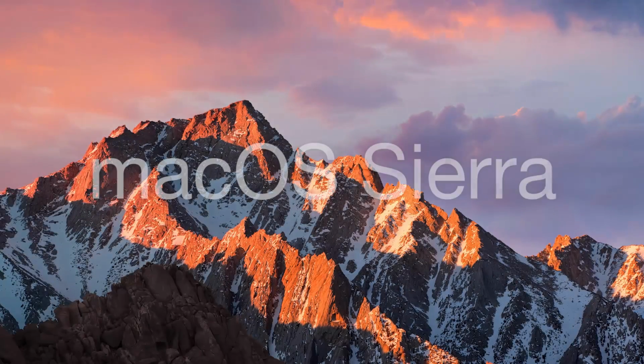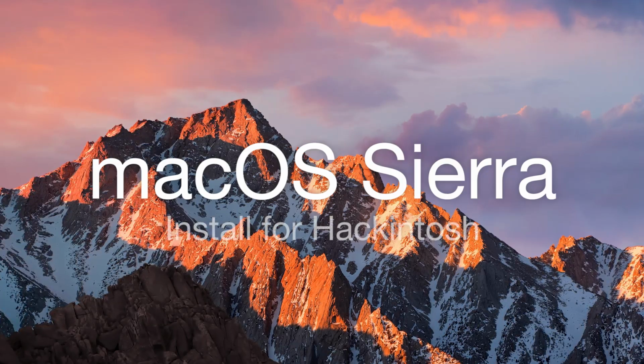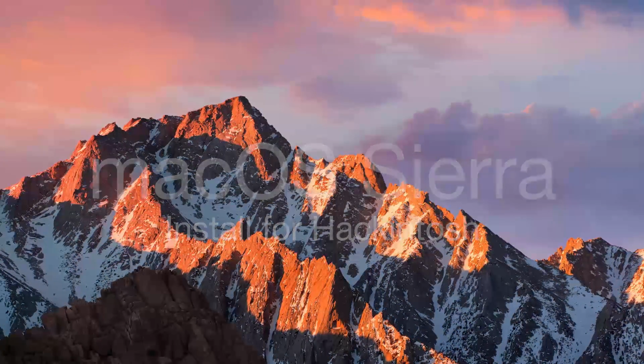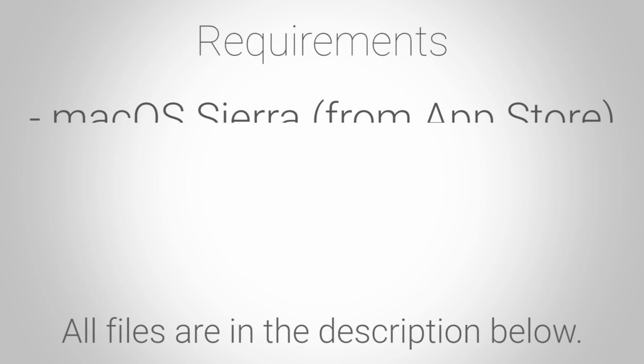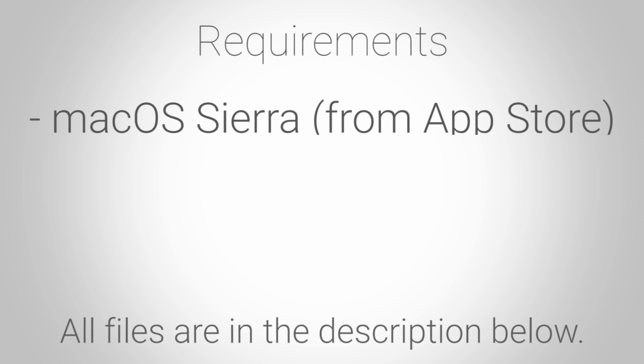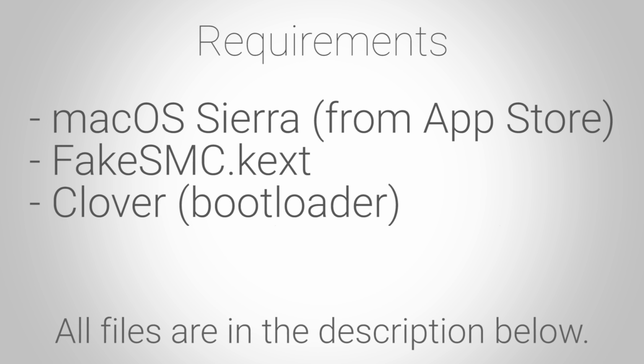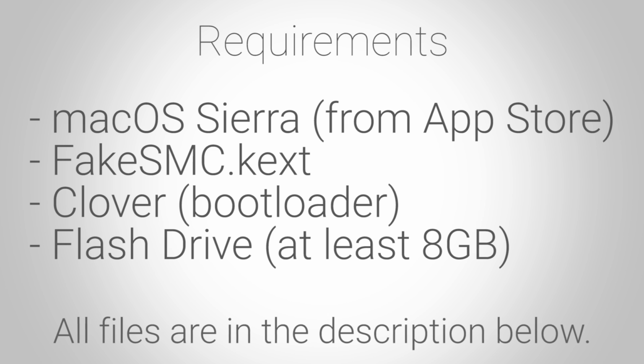Today I will be teaching you how to install macOS Sierra 10.12 on our Hackintoshes. Let's run over what we will be needing. You'll first need to download the macOS Sierra installer from the Mac App Store. You will also need fakesmc.txt, the Clover bootloader, and a flash drive that has at least 8 GB or more of free space available.